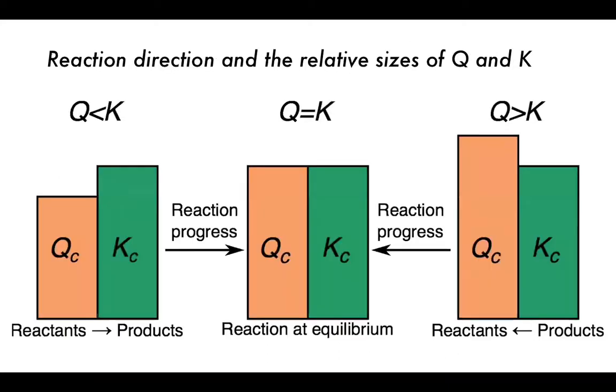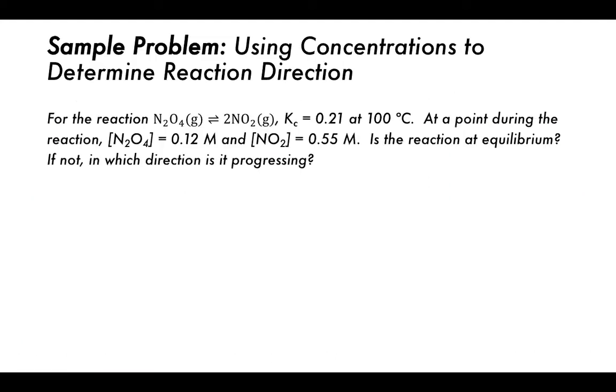So, the reaction direction and relative sizes of Q and K. When Q is equal to K, we are at equilibrium. But if Q is less than K, we have a system where the reactants are going to be consumed to form products so that we can move towards equilibrium. And if Q is greater than K, the products are consumed to give us reactants. So the reaction progresses to equilibrium, regardless of what position we start at.